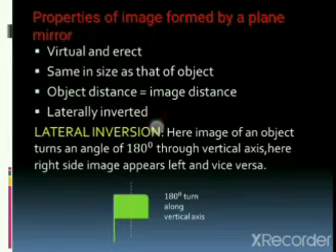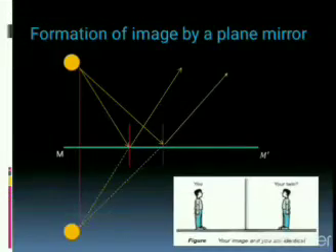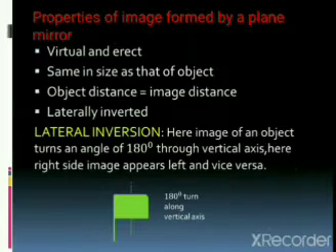Laterally inverted. What does laterally inverted mean? If the object raises its right hand from this situation, the image will raise its left hand. So this is laterally inverted. It means left appears right and right appears left in case of a mirror. That is lateral inversion. To understand the concept of lateral inversion more clearly, I have drawn some animations. So what are they? Let's see.